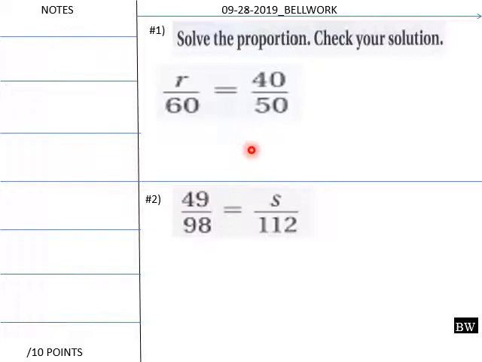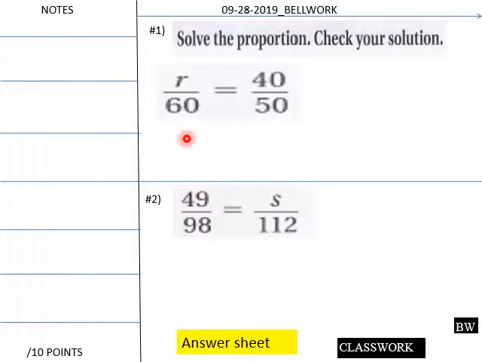Teachers, give your students 5 minutes to do the bell work. This time there's no solution. Students just do it and hand it in.